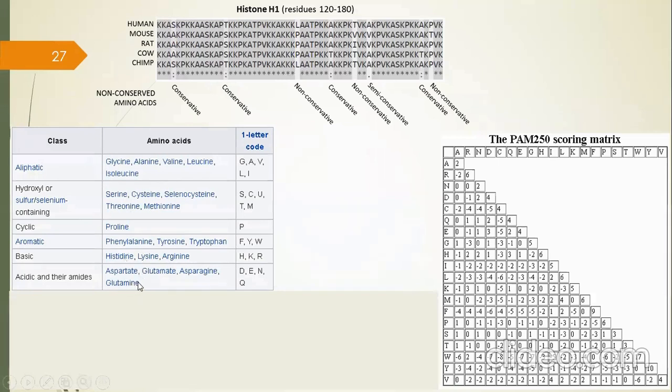And if some amino acids substitute within that group, that will be more conserved in comparison to the others, if they are substituted with amino acids from other groups. Am I clear on this?